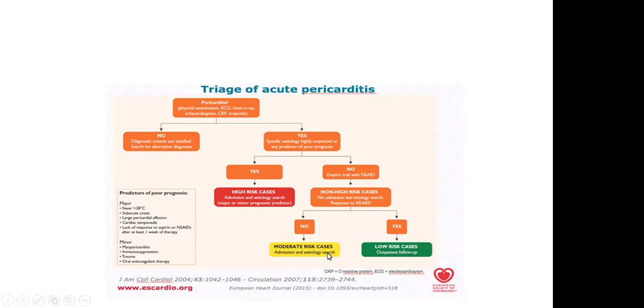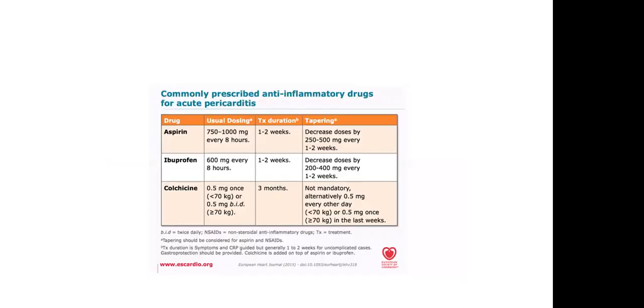For the medications, basically, we need to go above the usual doses of most of these medications. The aspirin is said to be about 750 milligrams to 1 gram every 8 hours for 1 to 2 weeks. And the ibuprofen, which is usually given at 400 for somatic pains or other pains in the body, needs to be jacked up to 600 milligrams every 8 hours for almost 1 to 2 weeks also. And the colchicine is also an add-on for treatment of pericarditis, which in the instance of acute pericarditis should be given for about 3 months.